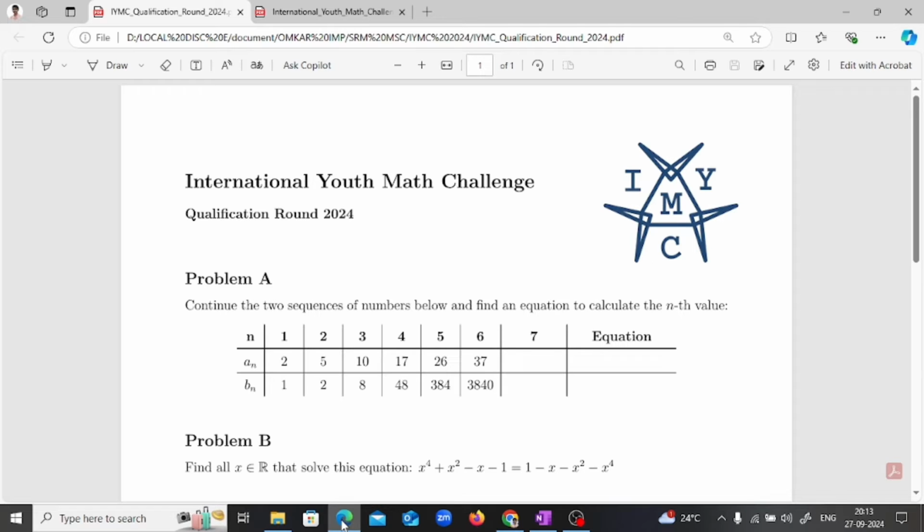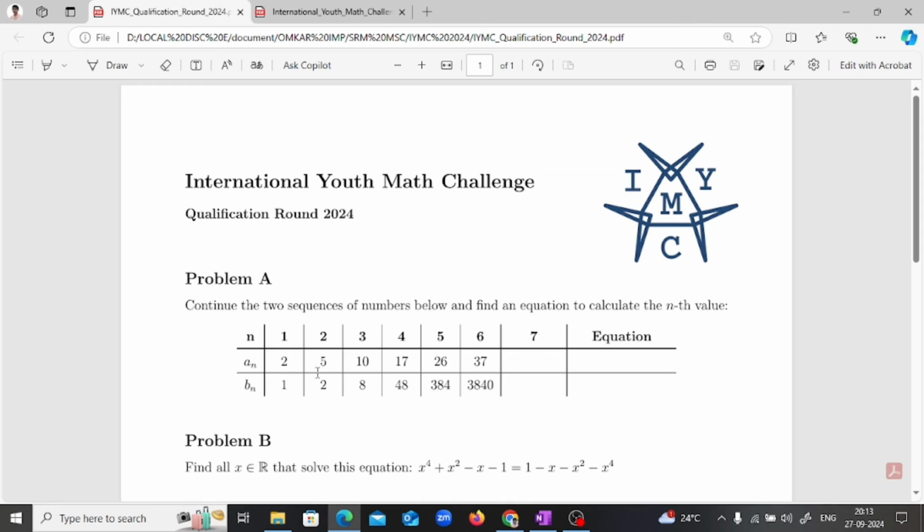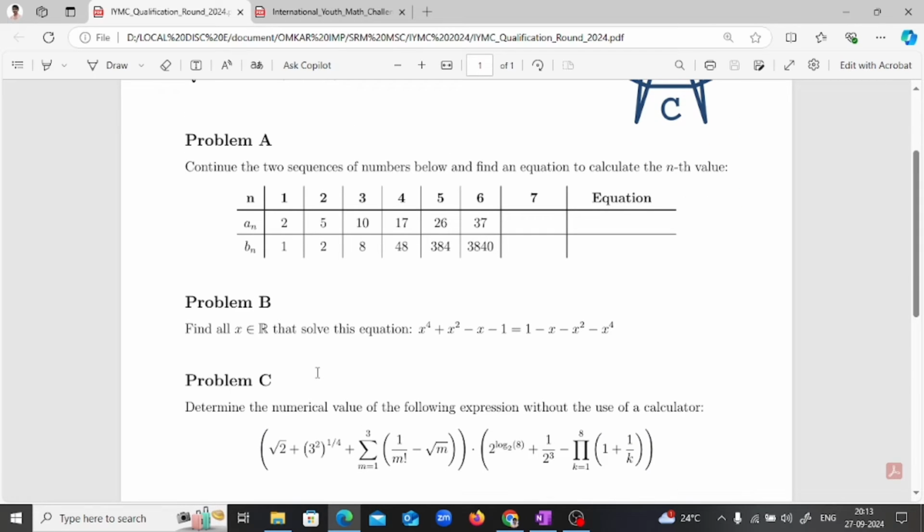Okay, so in today's lecture, we are going to solve problem B from the qualification round. That is nothing but: find all x belonging to R that solves the equation. The equation is x raised to 4 plus x square minus x minus 1 is equal to 1 minus x square minus x raised to 4. So without wasting more time, we will directly solve our problem.